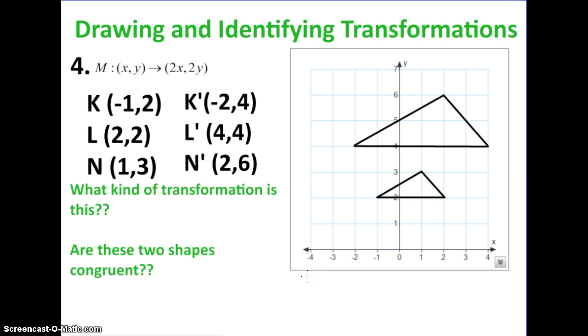Alright, so what we actually have here is a dilation. And because we multiplied x and y by 2, we have a scale factor of 2. Whatever we multiply is our scale factor. Are these two shapes congruent? The answer is no. Dilation is not a part of the rigid family. It's one of those "he doesn't even go here" kind of jokes, right? The dilation is not a rigid motion, so the answer is no. We do not have congruent shapes here.